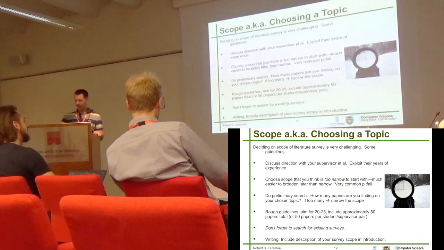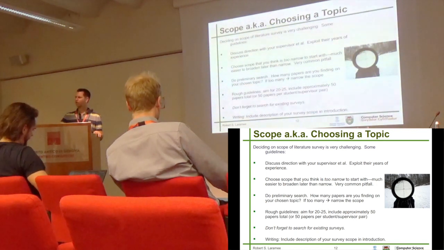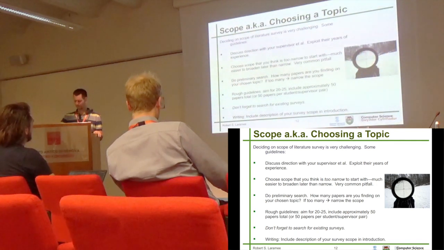Very rough guidelines. It's good to go for finding 20 to 25 research papers on your topic in an initial search, say the first week of searching or the first 2 weeks of searching, that's a good number. Because inevitably, when you search for a longer time period, you're generally going to find more papers on that topic. And we suggest aiming for something like 50 papers in your survey per student supervisor pair.